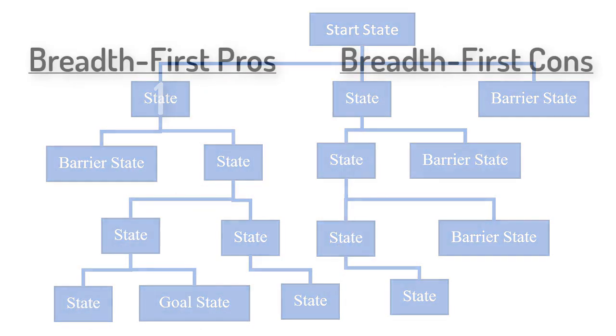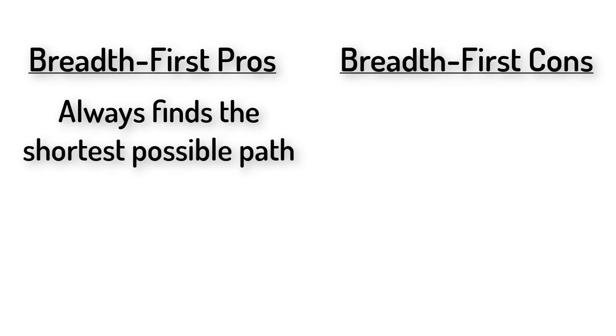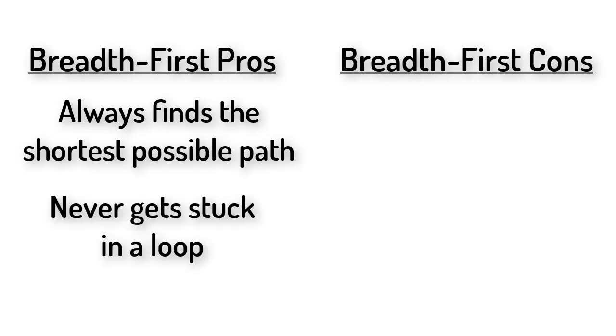The breadth first algorithm has a lot of advantages over the depth first algorithm. First, the breadth first algorithm will always find the shortest path possible from the start state to the goal state. Also, the robot will never get stuck in a loop as it does with the depth first algorithm, because the breadth first algorithm is always considering all possible moves. But the breadth first algorithm has some drawbacks too.